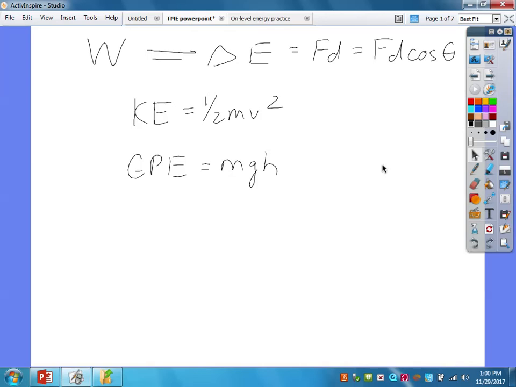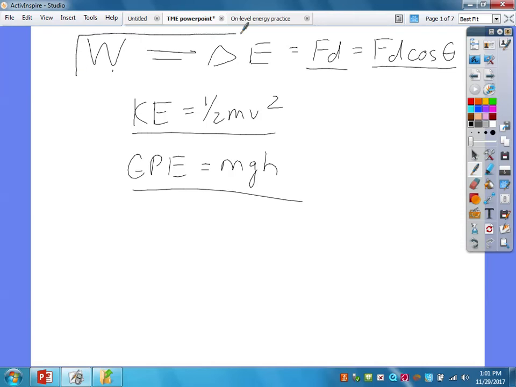work. We've said that work is a change in energy, that it equals F times D, or F D cosine theta if you happen to be pulling the object at an angle. So that's the beginning here: we've already gone through this idea of what work is. We have introduced the formulas for kinetic energy and gravitational potential energy. Again, we focus more on work being F D or F D cosine theta.